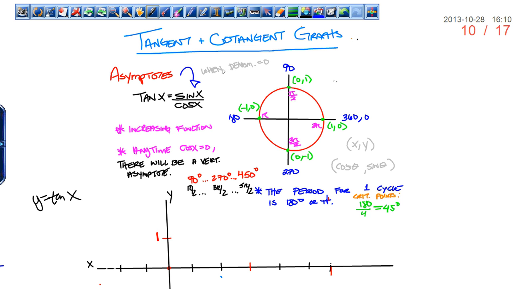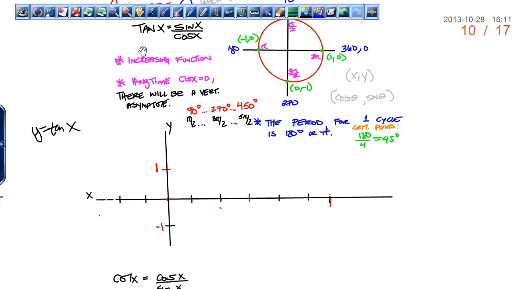For tangent, anytime that cosine is 0, that's when we're going to have an asymptote. The reason why is because cosine is x, sine is y. So if we look at our little unit circle right here, if I go to, let's say, pi over 2, I'm going to look at the ordered pair 0, 1. So it's going to be 1 over 0. Well, 1 over 0 is undefined, so therefore I don't have a picture at all. I have an asymptote.